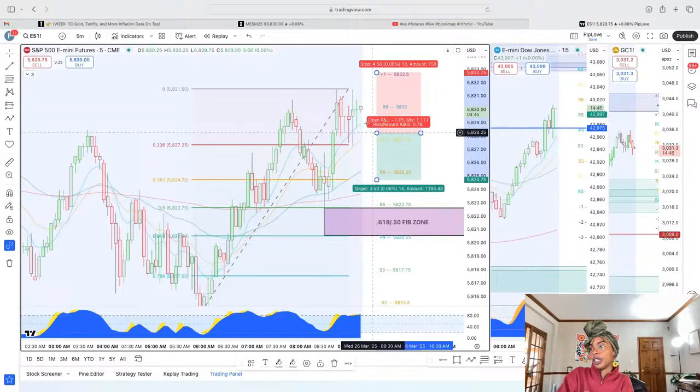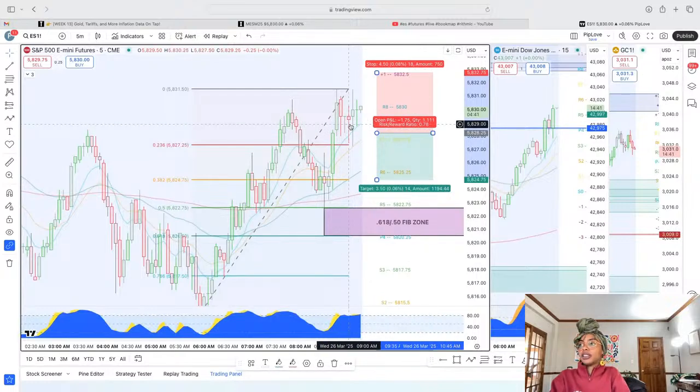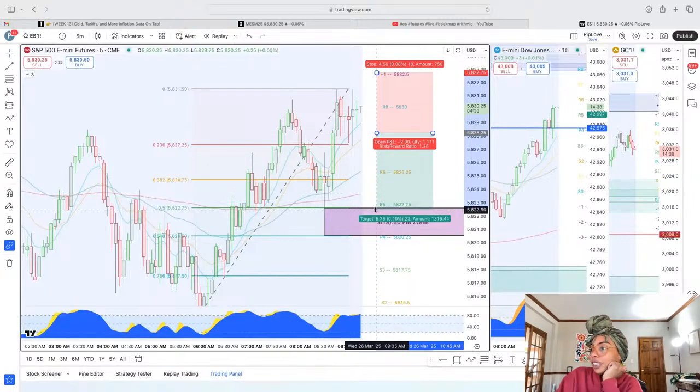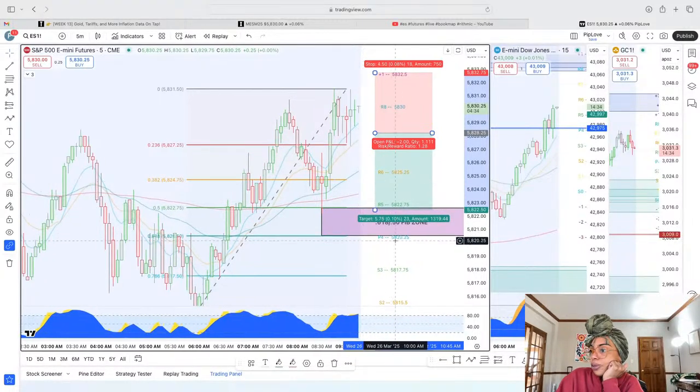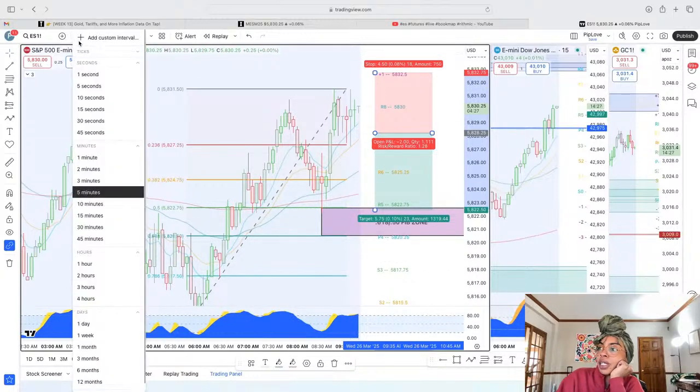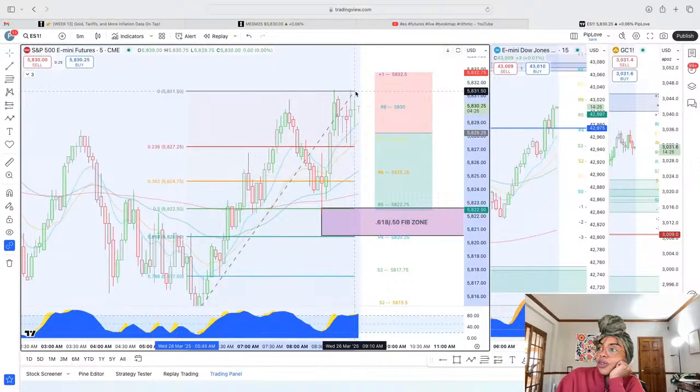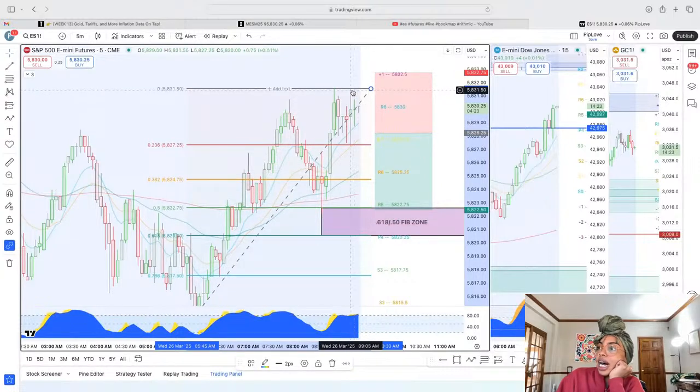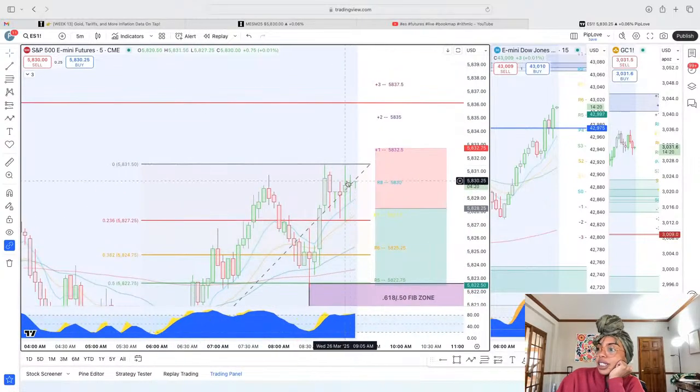Don't want to get wicked into this trade. I want to wait until it breaks below, has a candle close below, and then I would be taking this down to 58.22. This is TP1. It may even hit TP2. We are oversold. But then, of course, if price makes a higher high and goes above this high, makes a new higher high, our fib is no longer valid.